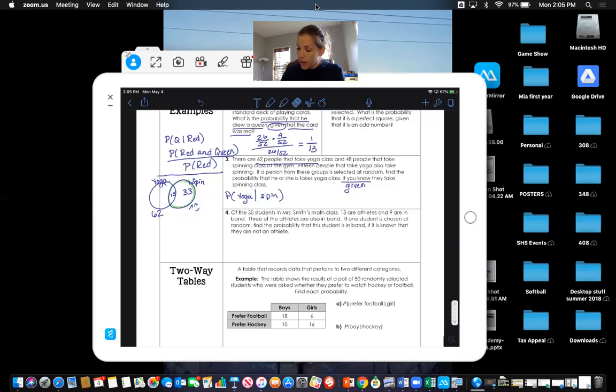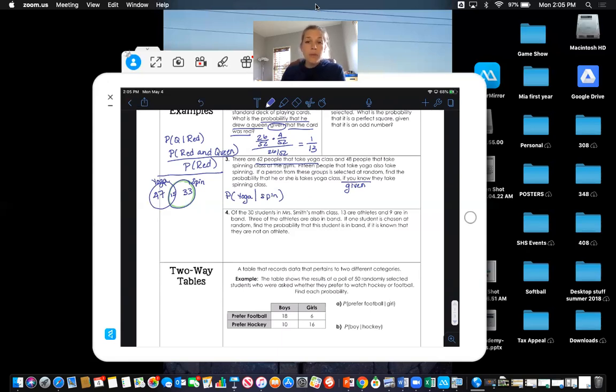So I'm going to erase that outside number. And then I'm going to subtract 15 from 62, and I believe that gives me 47. 47, 15, 52. Yep. Okay, so now I know that there are 47 people who take yoga only, 15 people who take spin and yoga, and 33 people who take spin only. So that's what that Venn diagram says.